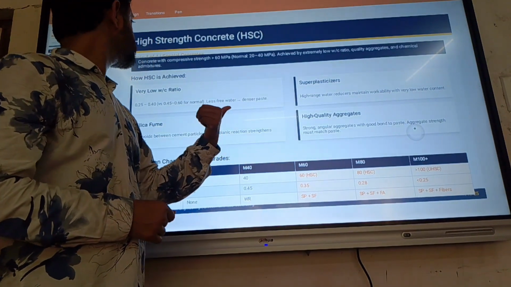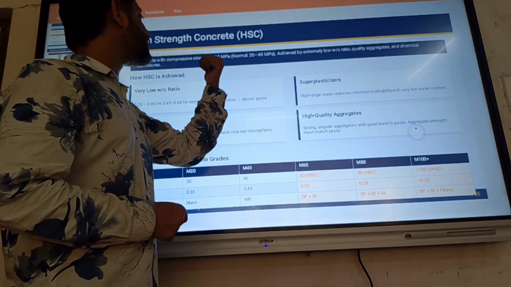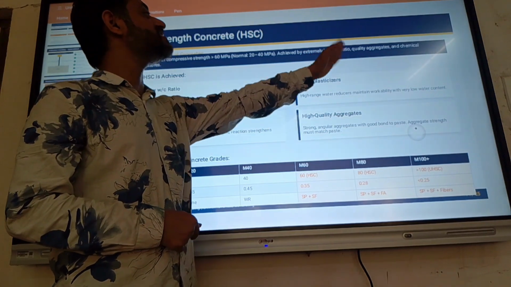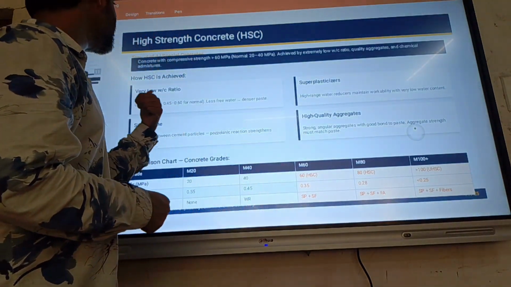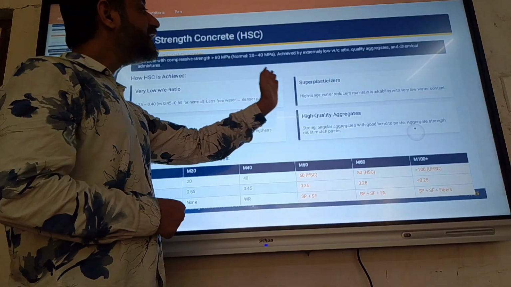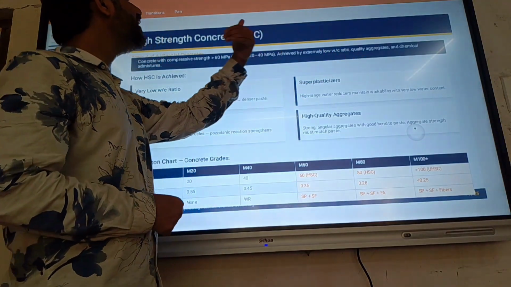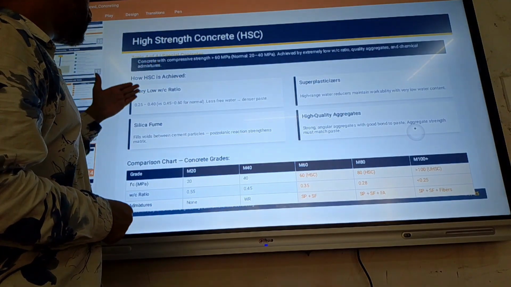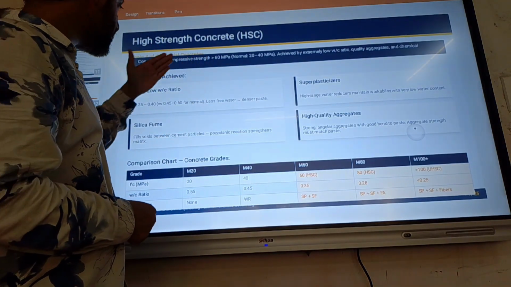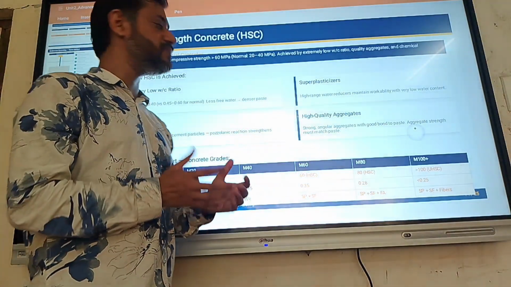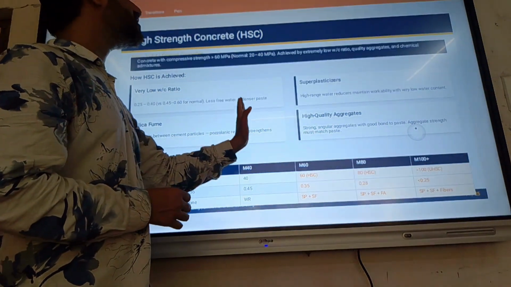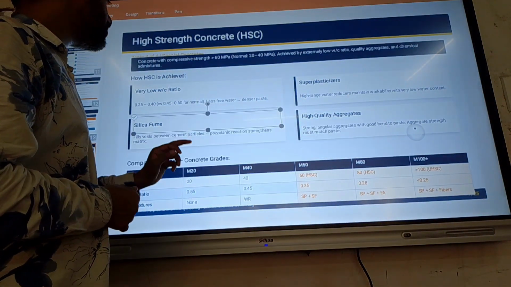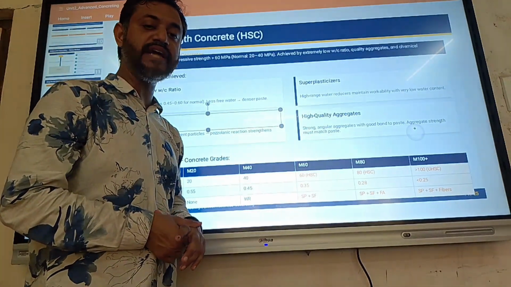See, high strength concrete with compressive strength greater than 60 MPa. Achieved by extremely low water-cement ratio, quality aggregates and chemical admixtures. So by maintaining all these criteria, we will be able to achieve high strength concrete. So already I told you this is the scenario of how high strength concrete is being achieved. Maintaining low water-cement ratio using admixtures like super plasticizer and silica fume and also using high quality aggregates.